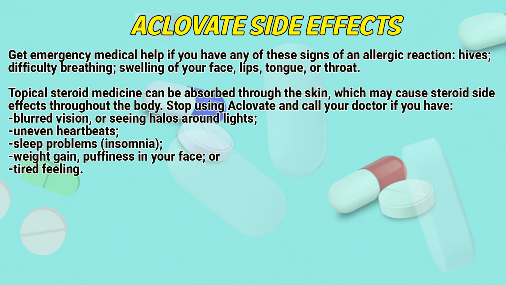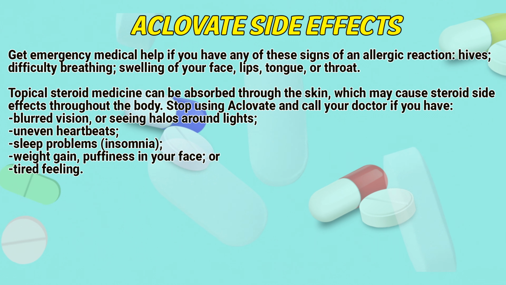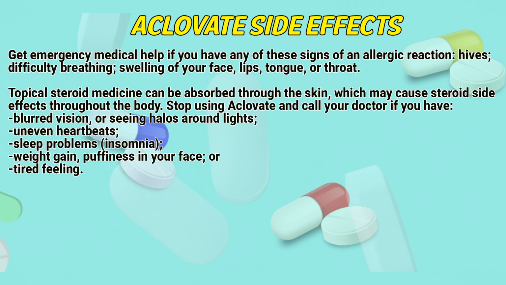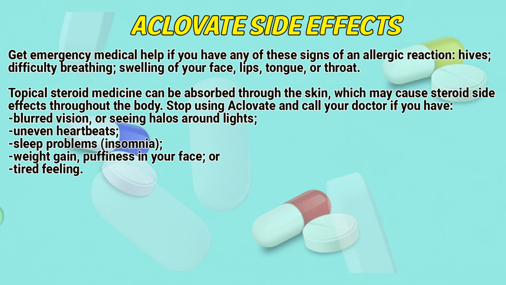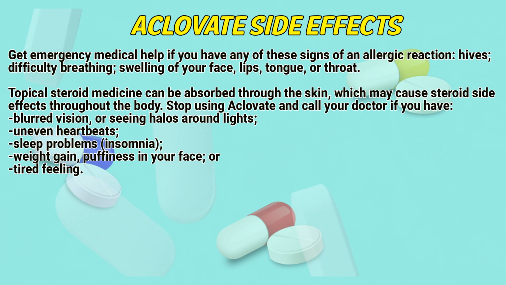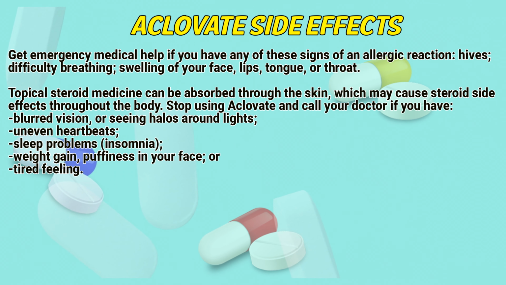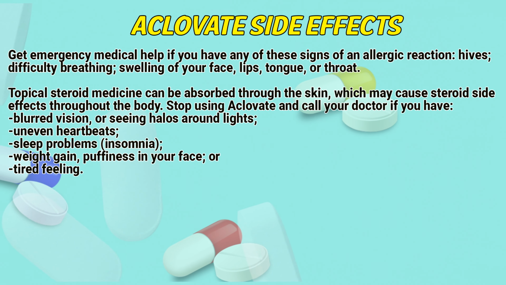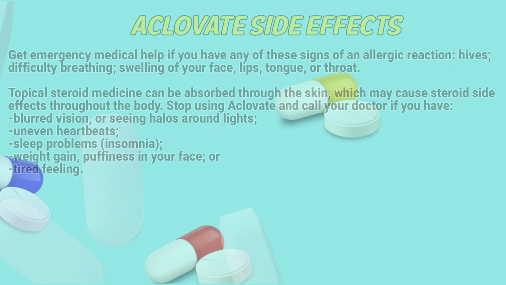Aclovate side effects. Get emergency medical help if you have any signs of an allergic reaction: hives, difficulty breathing, swelling of your face, lips, tongue, or throat. Topical steroid medicine can be absorbed through the skin, which may cause steroid side effects throughout the body. Stop using Aclovate and call a doctor if you have blurred vision or see halos around lights, uneven heartbeats, sleep problems, insomnia, weight gain, puffiness in your face, or a tight feeling.